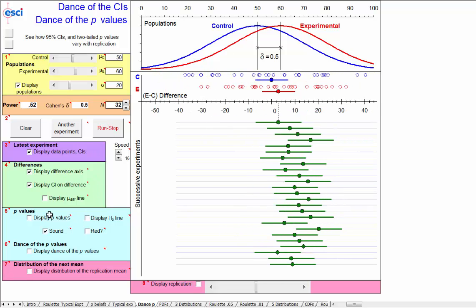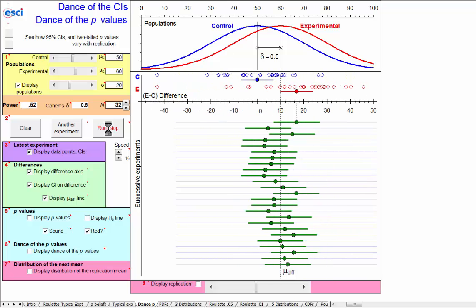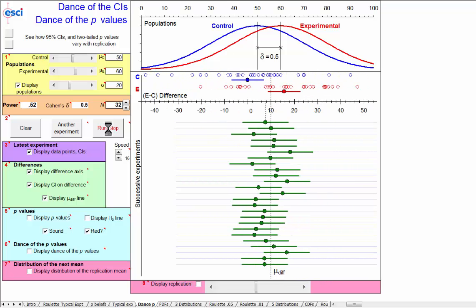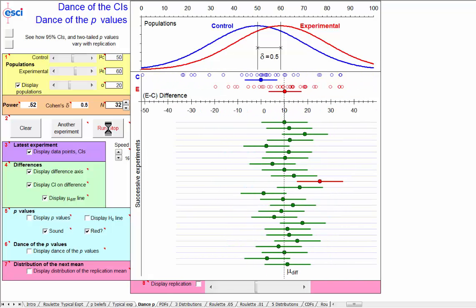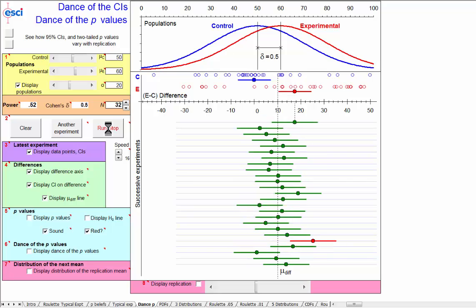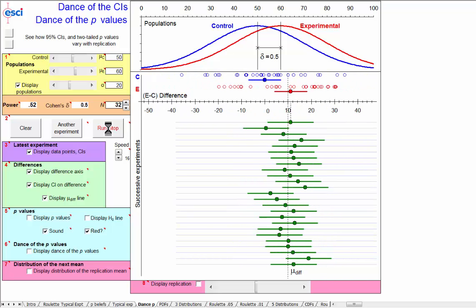We can turn on the true difference because we're in the computer and we know that it's 10 points. And we can colour confidence intervals that don't include this true value red, and we happen to just have 1 in red there. And I can run this dance, and in the long term we'll find that 5% of these intervals are red and 95% are green because they capture.